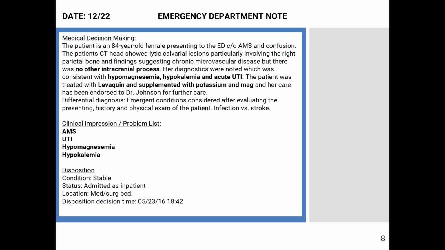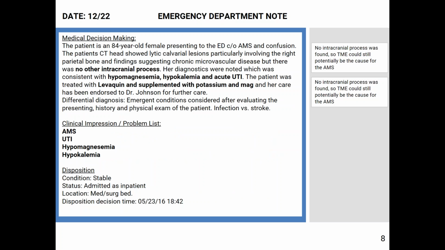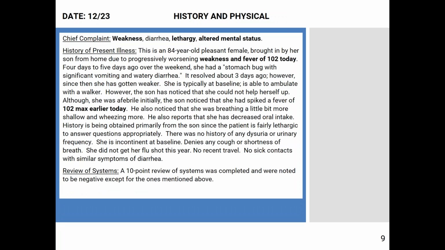Now let's see what else is documented. As I mentioned, there's no intracranial process, so TME could potentially be the cause of AMS. Infections and electrolyte imbalances are common causes of TME. So this patient has altered mental status, UTI, hypomagnesemia, and hypokalemia. The UTI could possibly cause the encephalopathy, and the hypomagnesemia and hypokalemia could as well. So already we're building a case for potential TME.